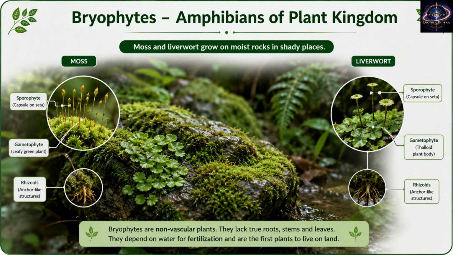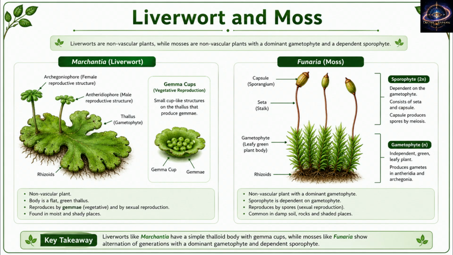Now let us study pteridophytes. Pteridophytes include ferns and horsetails. They are the first terrestrial plants to have vascular tissues, xylem and phloem. This is a big evolutionary step. Real-life example, ferns kept in gardens and indoor pots are pteridophytes.